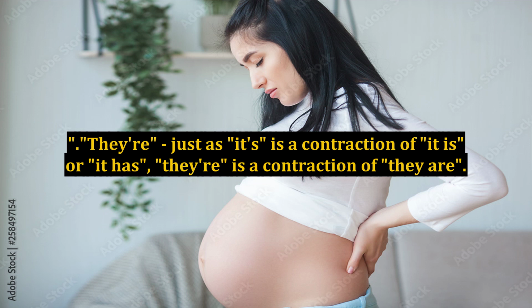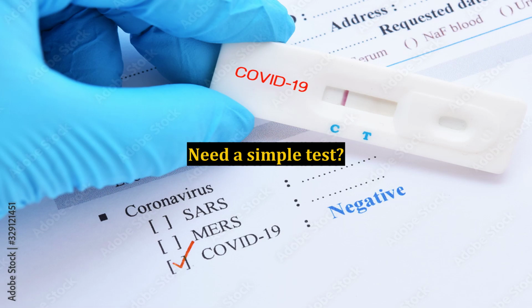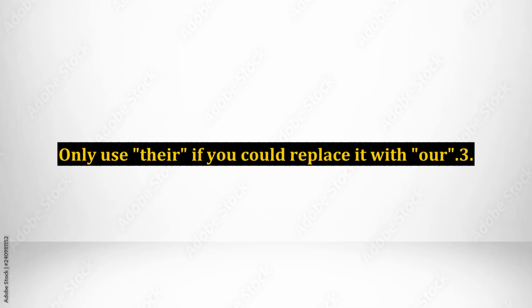They're, just as it's is a contraction of it is or it has, they're is a contraction of they are. Only use they're if you could substitute it with they are and the sentence would still make sense. Their, this is always possessive, as in their followers or their content. Need a simple test? Only use their if you could replace it with our.